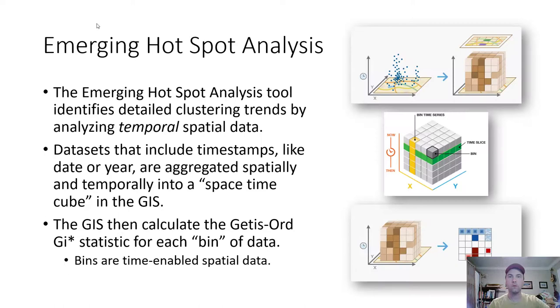All right, so that's the Getis-Ord Gi*. Moving on to emerging hotspot analysis. Emerging hotspot analysis is actually a relatively new tool that only dates back to more or less the arrival of ArcGIS Pro some 6 years ago or so. The emerging hotspot analysis tool identifies detailed clustering trends by analyzing temporal spatial data.